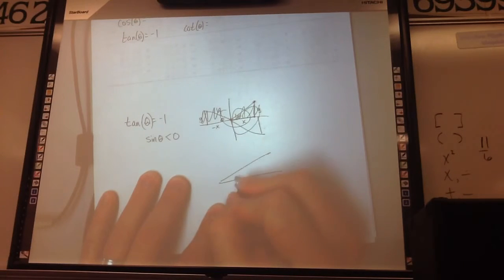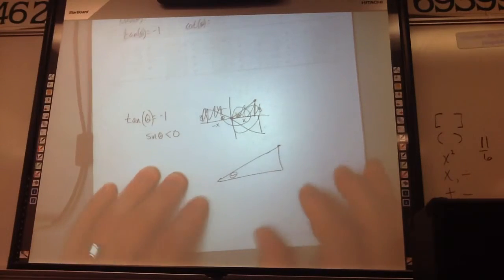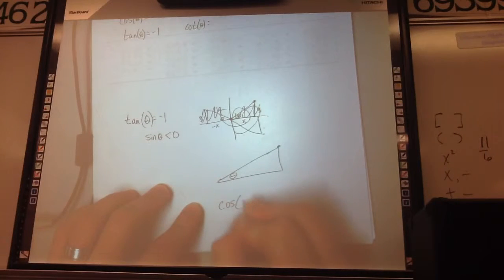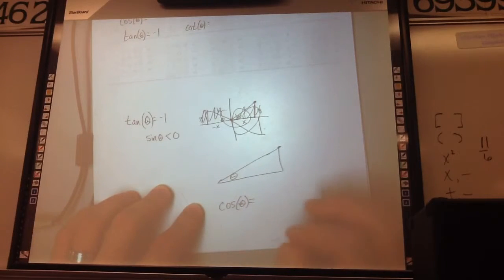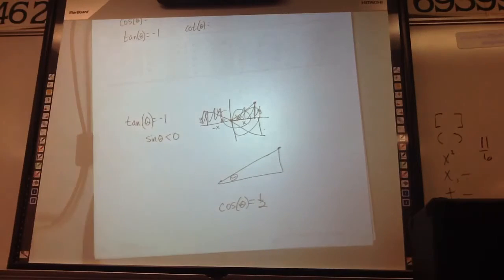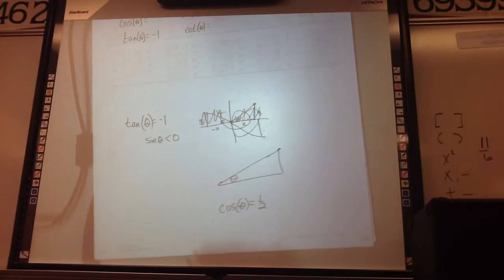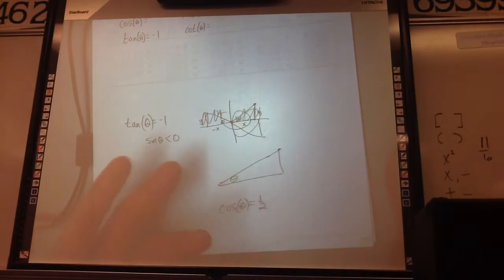We got an angle. We'll call it theta. And I say the cosine of theta is equal to 1/2. Well, what angle would that be?